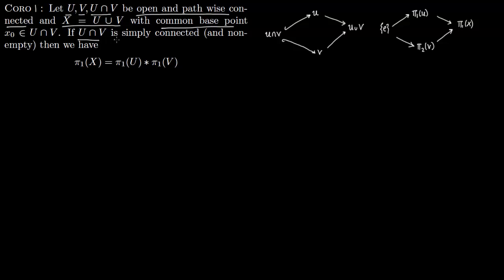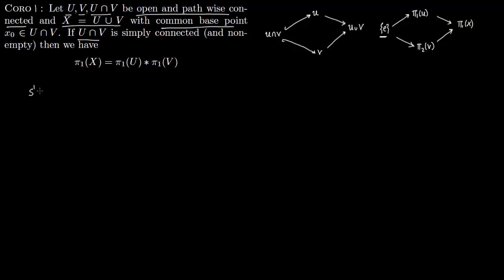Now if U intersection V is simply connected, that is, its fundamental group is trivial and it is non-empty, then pi 1 of X is pi 1 U star pi 1 V. So you have this diagram here, the functor pi 1 takes you here. Notice that you have a trivial group here. So let us see its application.